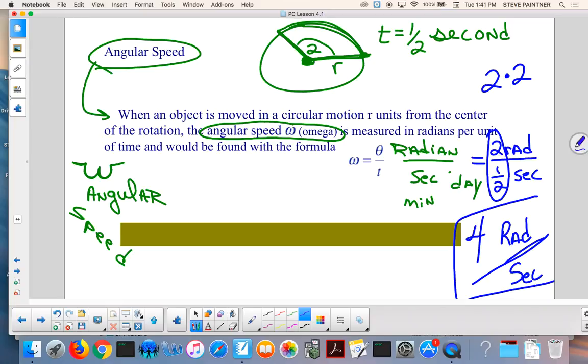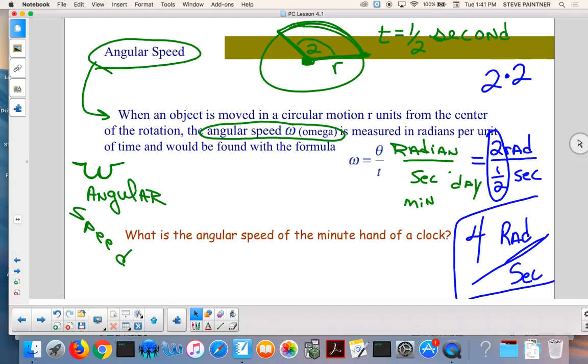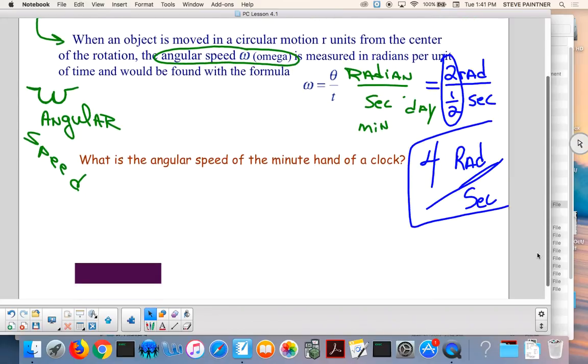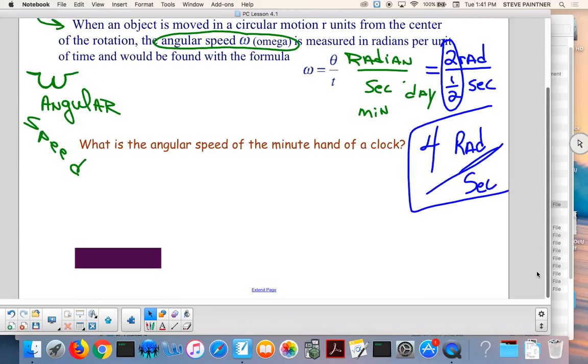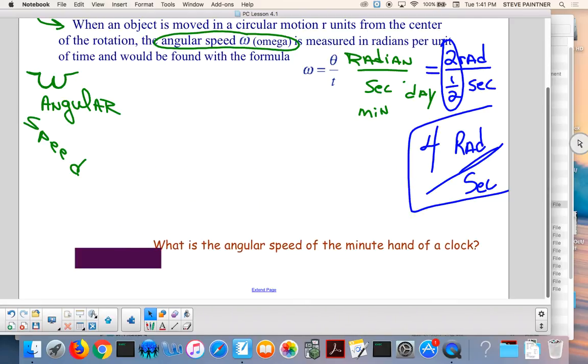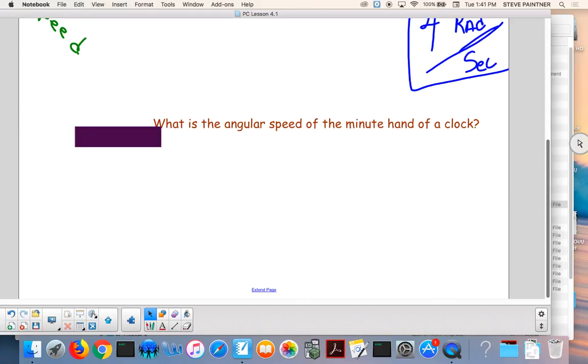Okay. Hang on. We gotta try one. Okay. I don't know if you could see that or not. Could you? No. Okay. You might want to write that down. Try that. I'll try to make that a little larger.